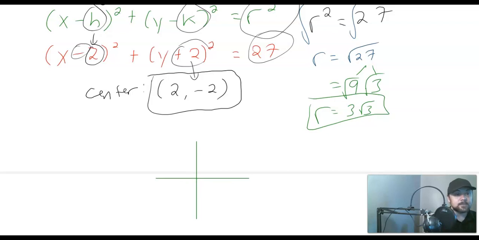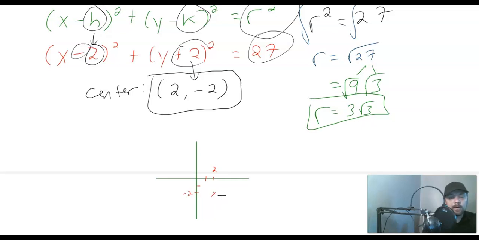So here's the center. So there's the Cartesian coordinate system. The center is at 2, negative 2. So here's 2, negative 2. So the center is located right here. I like to mark it with an X because I don't want to put a dot because this point is not actually the circle. It's not on the circle. It's the center of the circle. So I like to mark it in a different way. And the circle itself is 3 square root of 3 away from this point. So I want all the points that are 3 square root of 3 away from this particular point here.